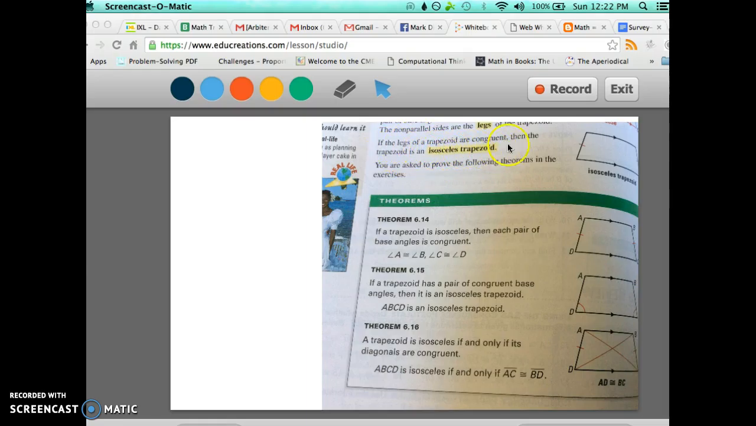Okay? Special trapezoid. Special trapezoid is called isosceles. Its legs are not parallel, but they are congruent. That makes for an isosceles trapezoid. If it's isosceles, then, you remember with an isosceles triangle, not only are the sides congruent, but the angles, which are called the base angles, are congruent.